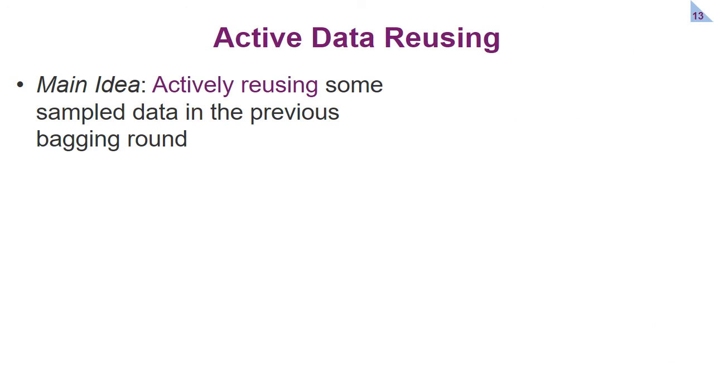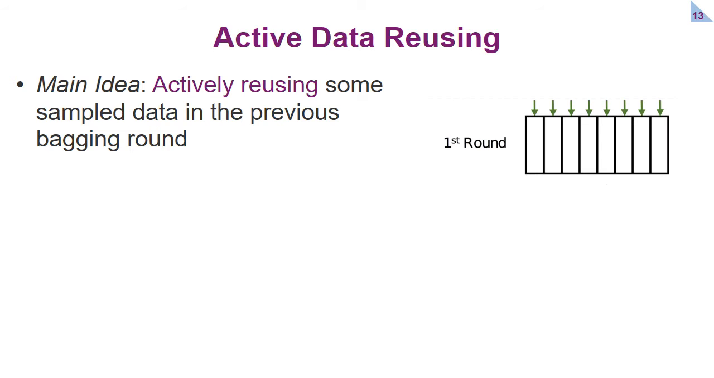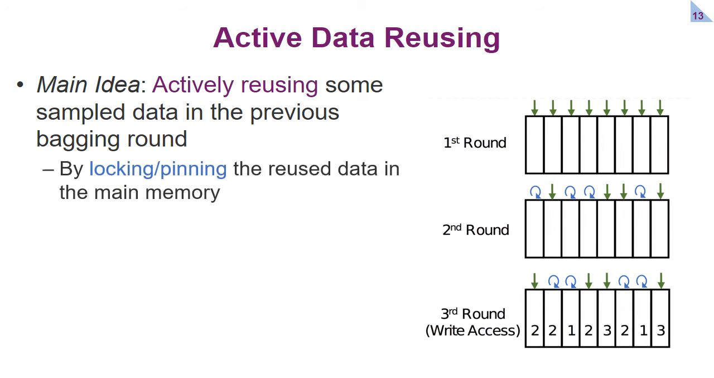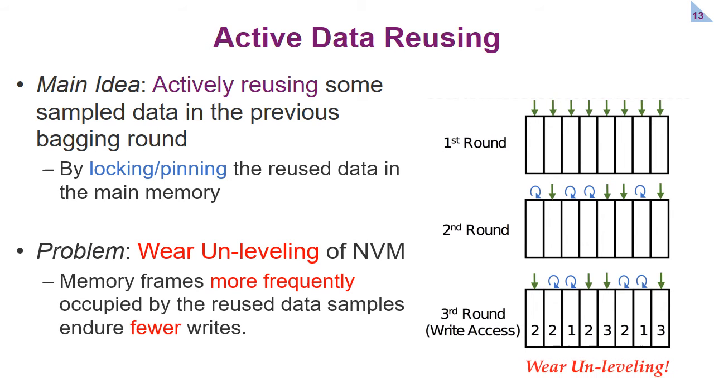The main idea of the active data reusing is to pin some data in the main memory for the next runs. For example, the blue ones are pinned in main memory for the next run, but it will cause the wear unleveling issue because the blue ones will endure fewer writes than the green ones.